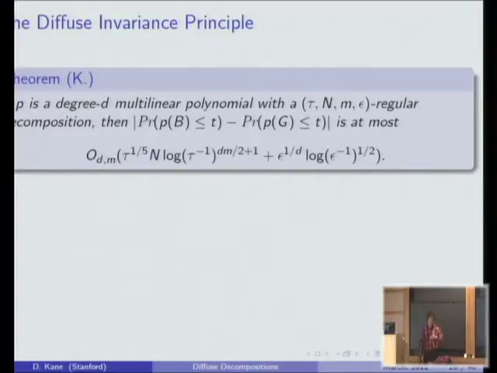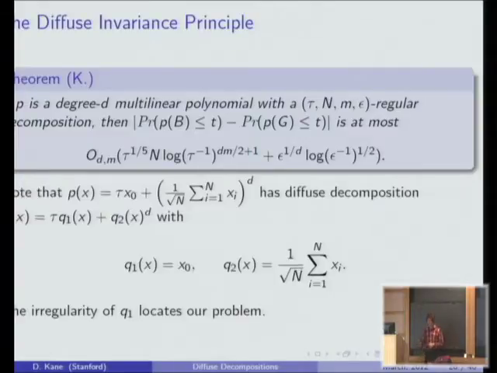And so from this, using exactly the techniques described for the replacement method, we get that if P is a degree d multilinear polynomial with a tau, n, m, epsilon regular decomposition, the CDF distance between P of a Bernoulli and P of a Gaussian is the following mess. But it should be noted that the main term here is basically a tau to the 1/5 times n. This should be compared to the tau to the 1 over 8d that we saw before. So for d moderately large, this becomes a tremendous improvement over what we had, at least in terms of the tau dependence.